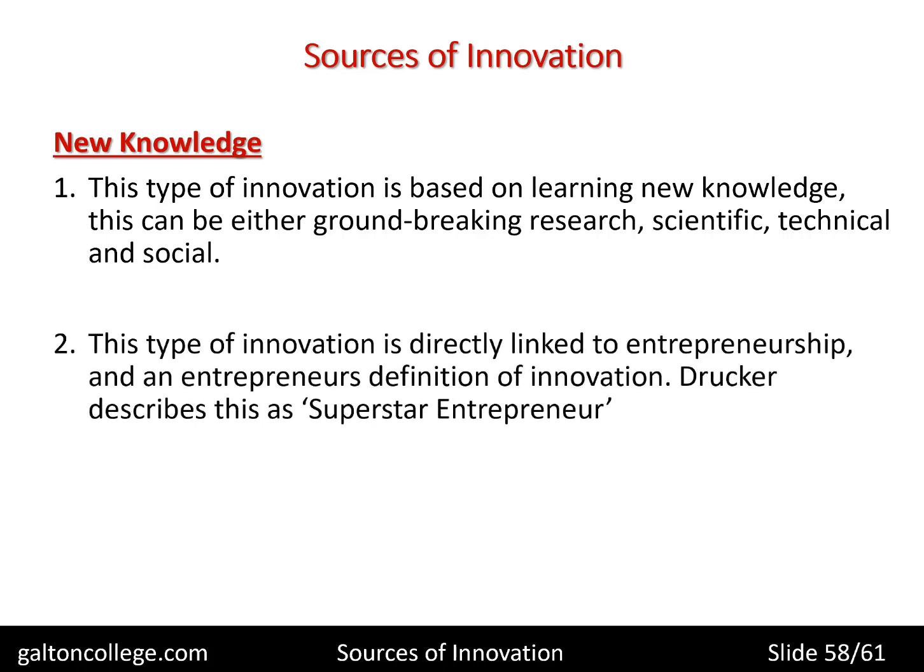This type of innovation is directly linked to entrepreneurship. And an entrepreneur's definition of innovation, Drucker described this as a superstar entrepreneur. The entrepreneur comes up with something completely new. Nowadays we describe an entrepreneur who's perhaps someone who opens a coffee shop. Well, there are lots of coffee shops. But to be a superstar entrepreneur, you come up with something which is different. A completely new product, and one that customers want. It's just nobody has thought about it before. It's new. And that's the superstar.